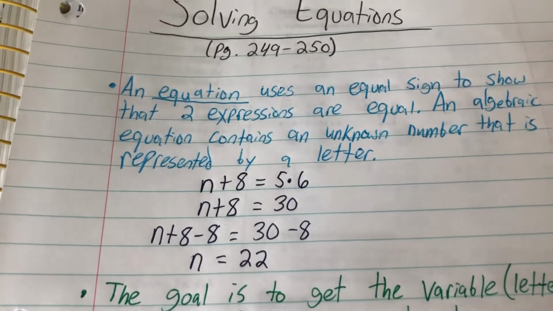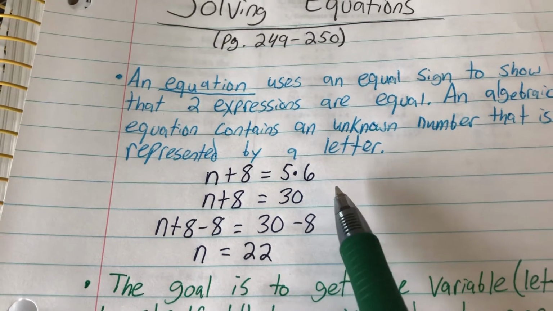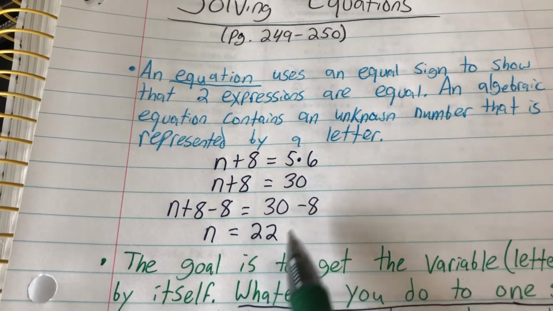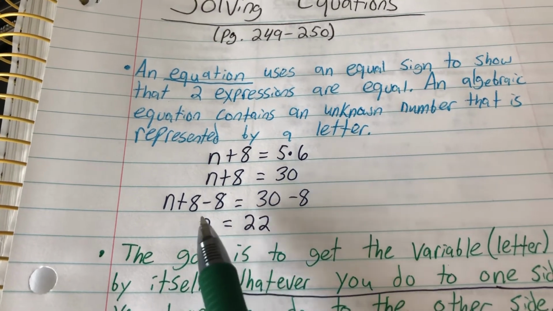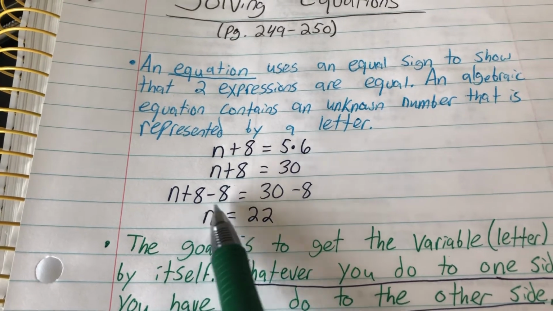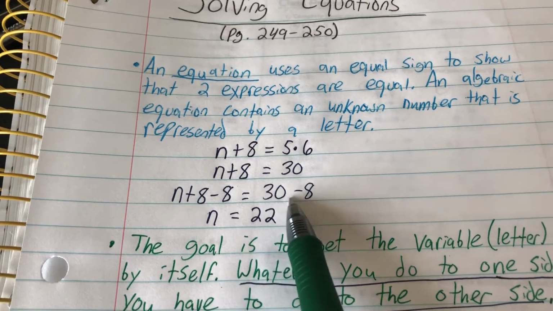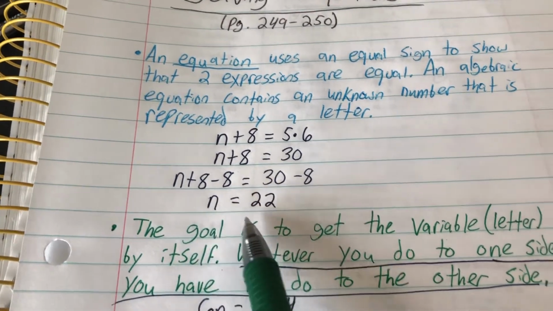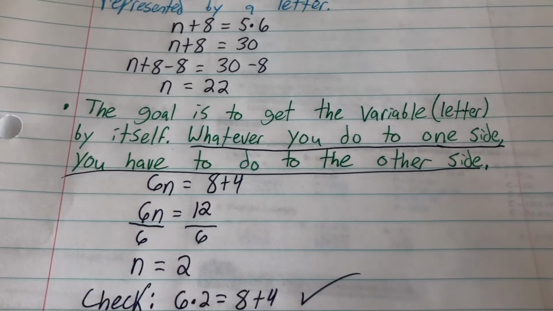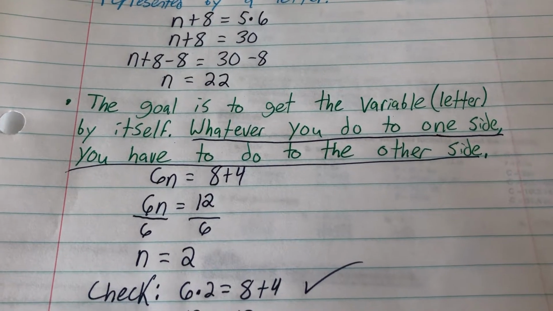So the first example shows n plus 8 equals 5 times 6. So we solve what we know. 5 times 6 is 30, so n plus 8 equals 30. If we do something to one side, we have to do it to the other. So n plus 8 minus 8 equals 30 minus 8. So 30 minus 8 equals 22, which means n equals 22. The goal is to get the variable or the letter by itself. Whatever you do to one side, you have to do to the other side.